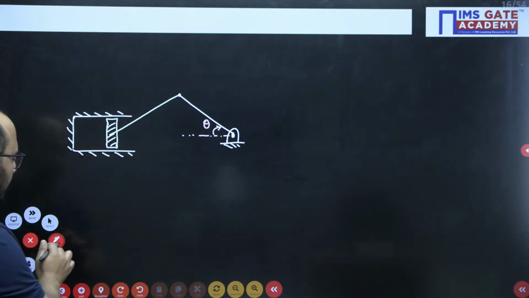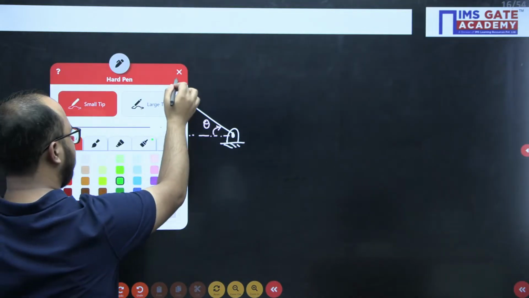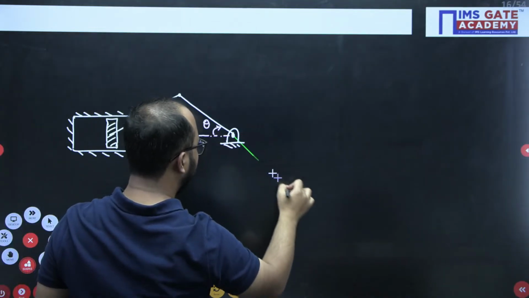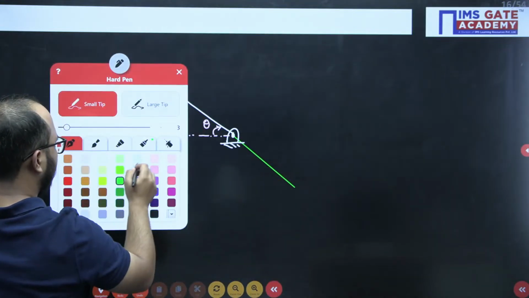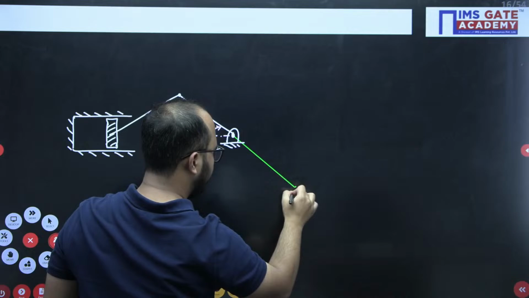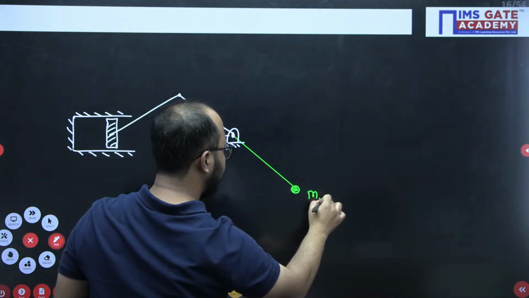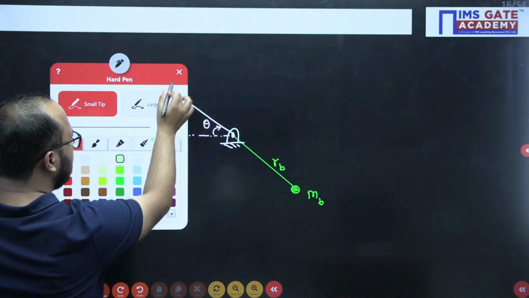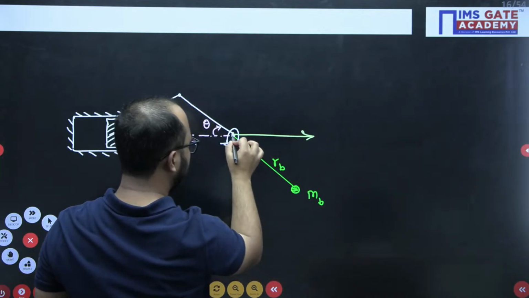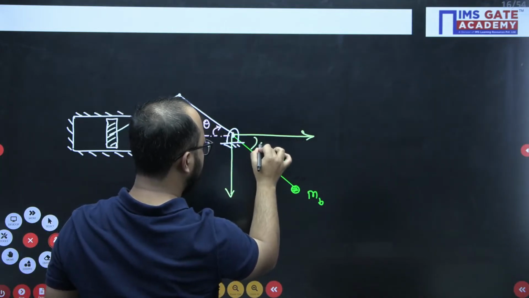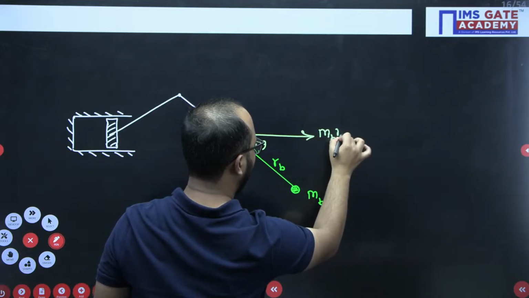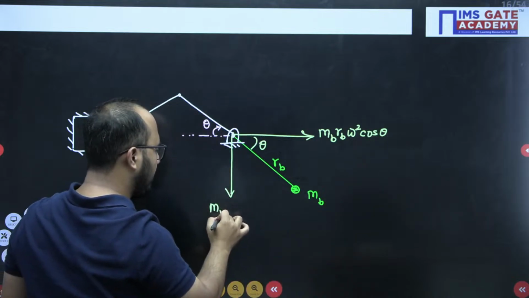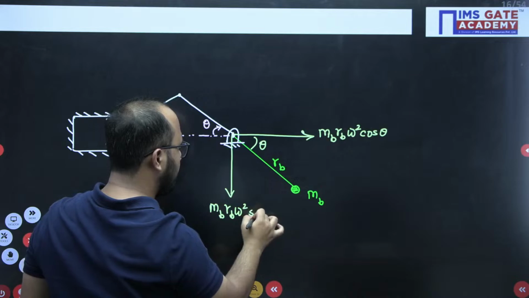Now for balancing of these reciprocating masses, what we are going to do, we will provide a balancing mass here, like this. This is the radial location of the balancing mass. Because of that, its component will be like this and another component will be like this. Again this is theta. So this one will be MB RB omega square cos theta. This is MB RB omega square sin theta, like this.